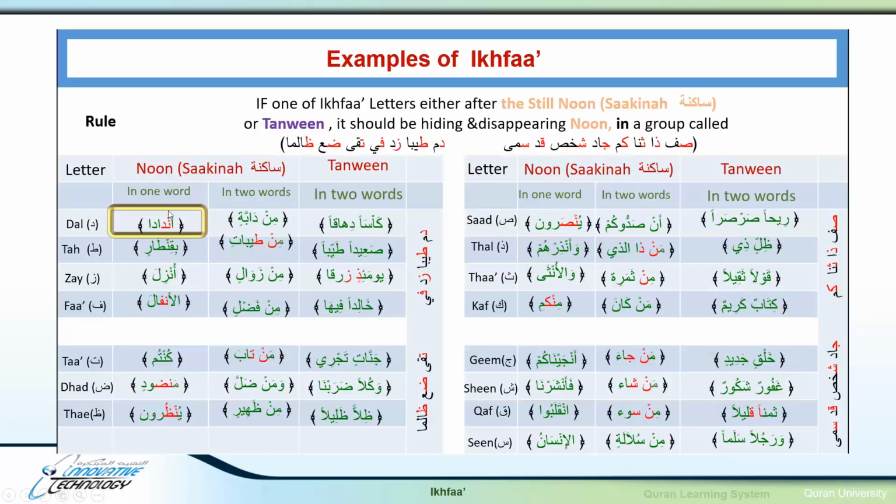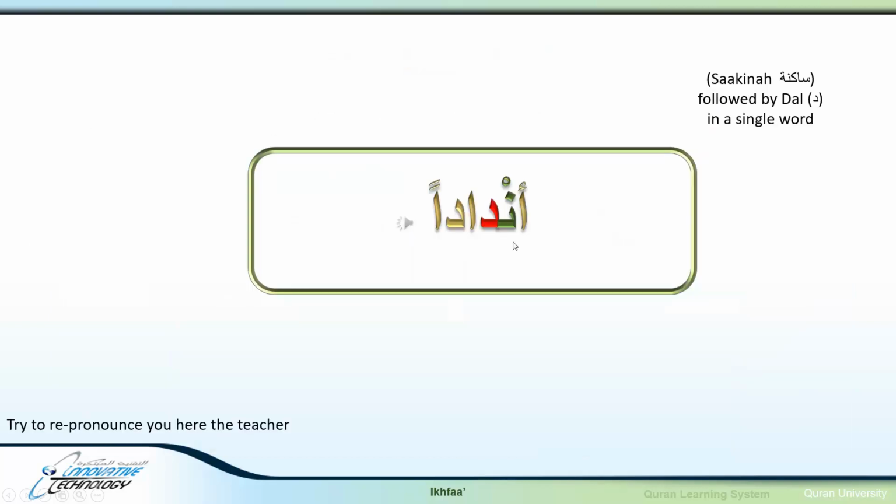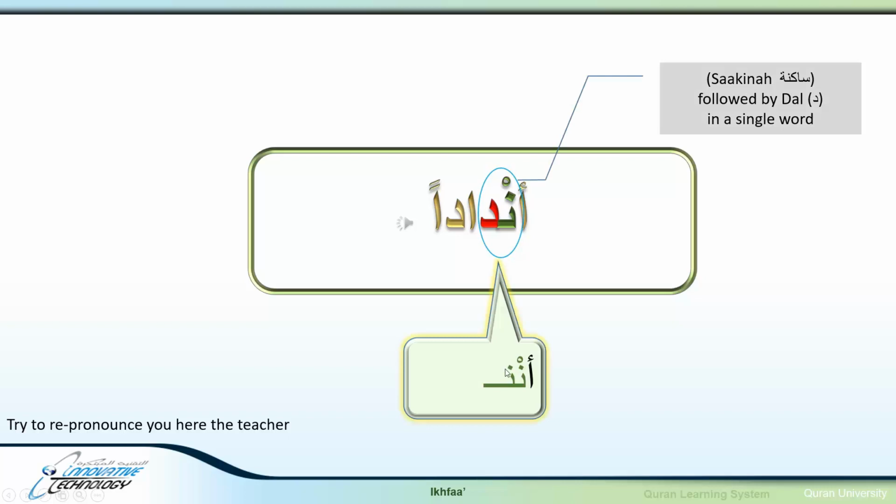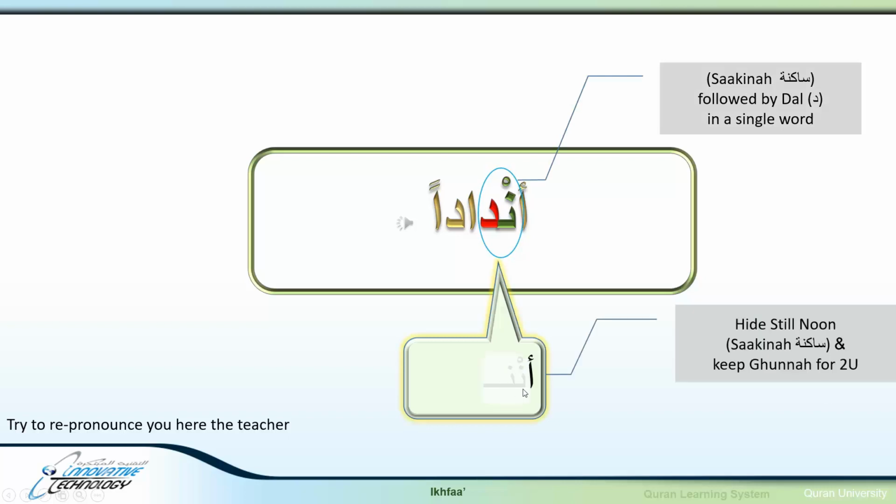Next example is for the dal, andada. We realize here that the nun sakina and the dal came in a single word. If we want to apply Ikhfaa, we're going to hide the nun and extend the ghunna for 2 units.